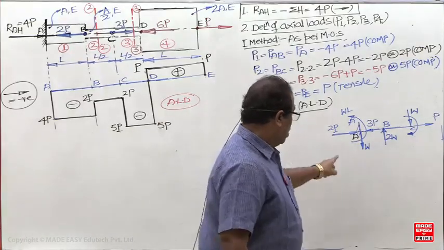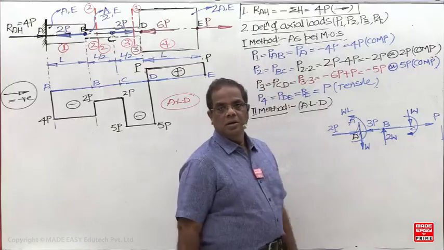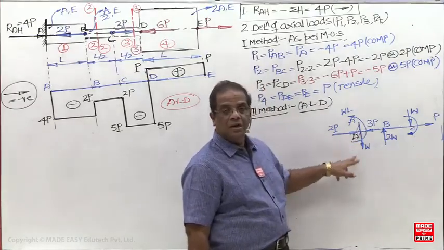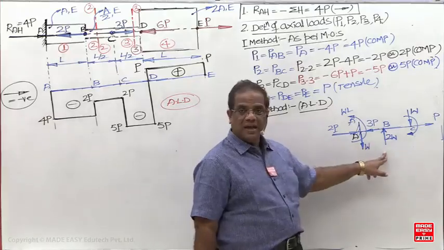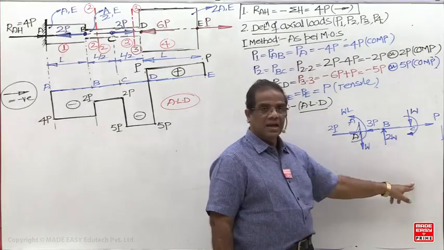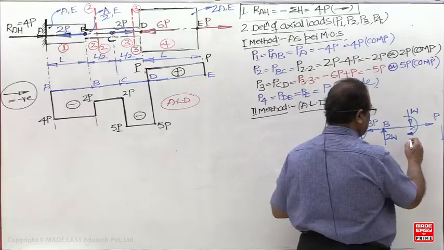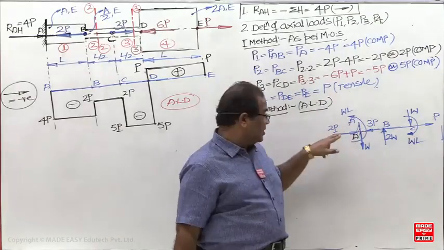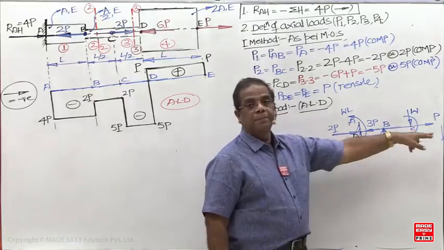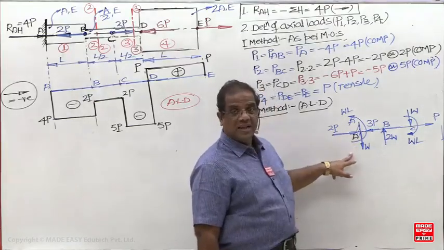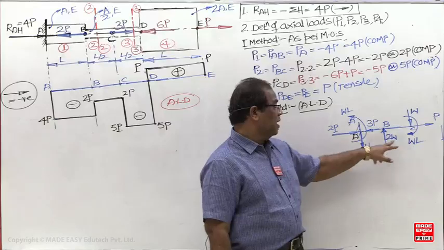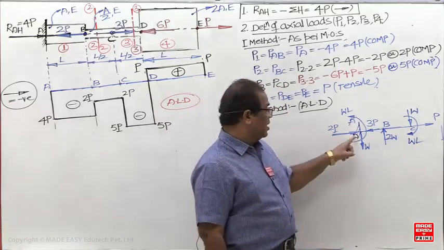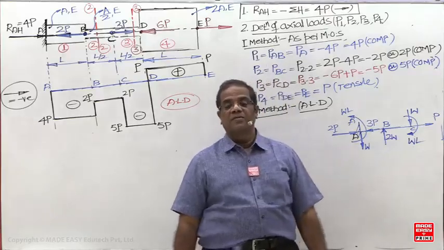Now here, how many bending couples are there? 2. So the BMD should consist of 2 vertical lines. What should be the height of the vertical line? WL. Here there is no vertical line, but here there is one vertical line. What magnitude have you taken? WL. So overall, the ALD consists of 3 vertical lines with heights of 2P, 3P and P. The SFD has 3 vertical lines with heights of W, 2W and W. And the BMD consists of 2 vertical lines with heights of WL and WL.